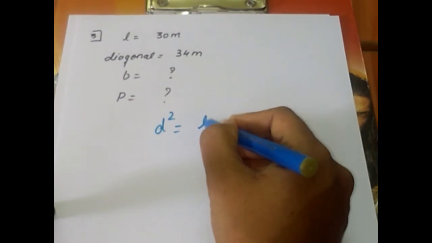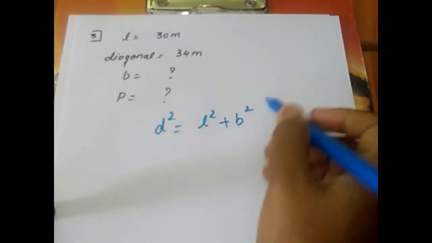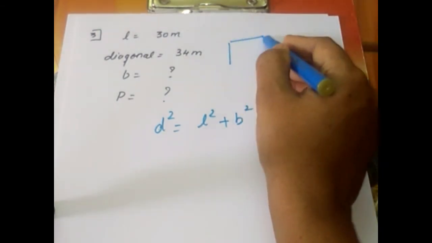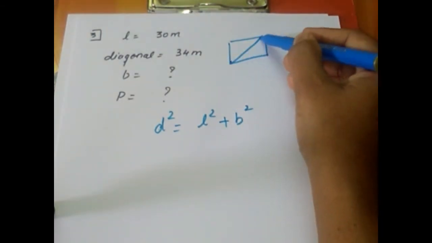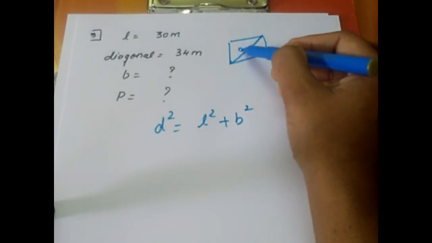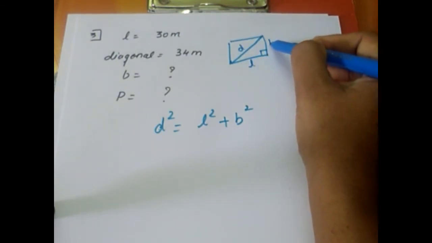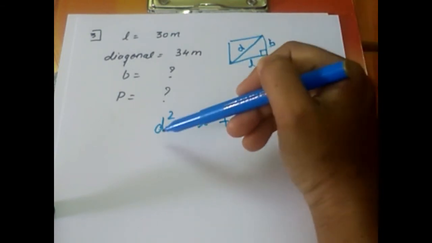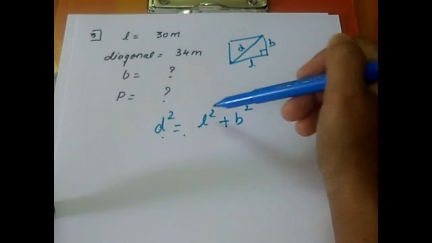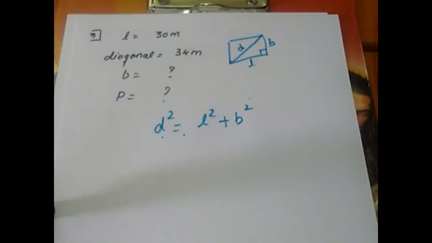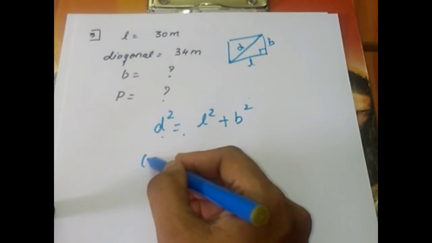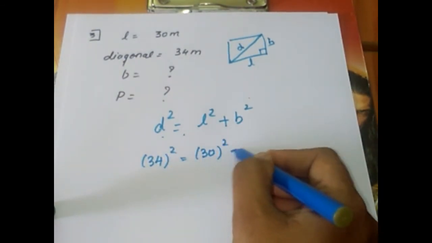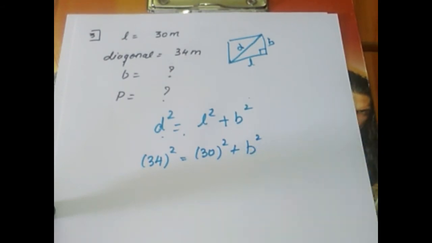So the formula is D square is equal to L square plus B square. How did we get this formula? Try to remember the shape of a rectangle. Here an angle is equal to 90 degree. This is the diagonal, this is length, this is breadth. As per Pythagoras theorem, the square on the hypotenuse is equal to the sum of the squares of the other two sides. Now the measure of D is 34 whole square, length is 30 square plus B square.